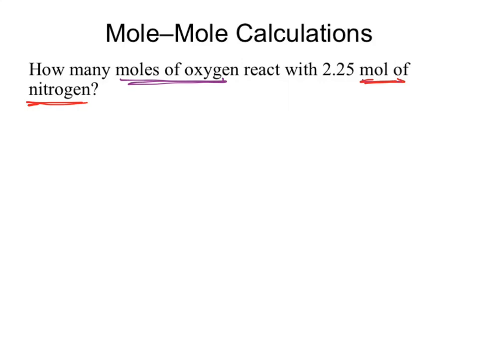How do you convert between 2 different species? What's that? The only way that we can convert between 2 different molecules is with a balanced equation. Can we solve this problem right now? No. We need the balanced equation. Without the balanced equation, this problem is impossible. You cannot possibly solve this.